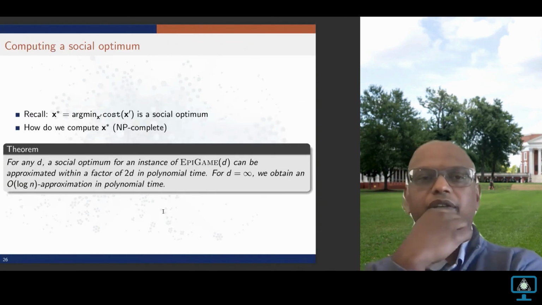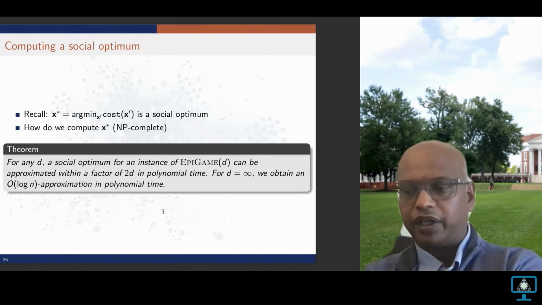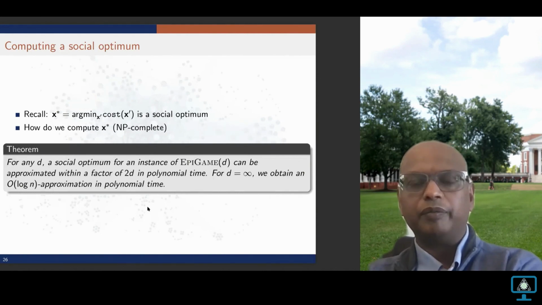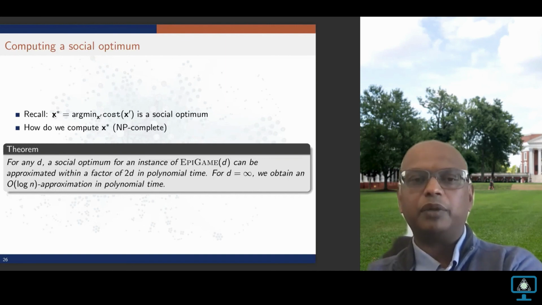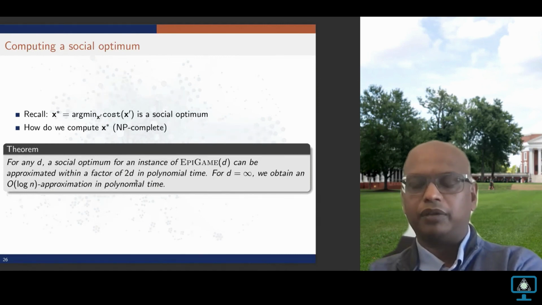Yeah, maybe I briefly mention the social optimum. So we derived bounds on the price of anarchy, and then we look at properties of Nash obtained by best response, since we know that converges to a pure Nash. So in order to evaluate its quality, we should be able to compute the social optimum. So again, recall the social optimum is strategy X star, which minimizes the total cost. It turns out it is NP complete to find this, but we can get an approximation which depends on D. So for any D, we can get a 2D approximation. And when D is unbounded, we can get a logarithmic approximation.